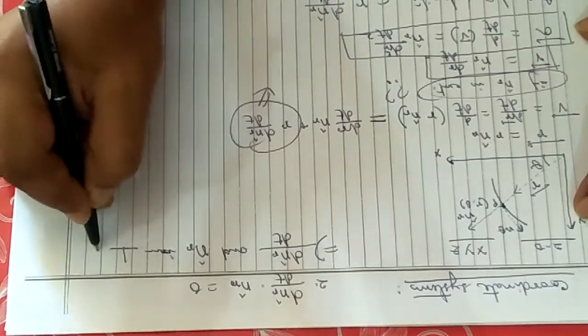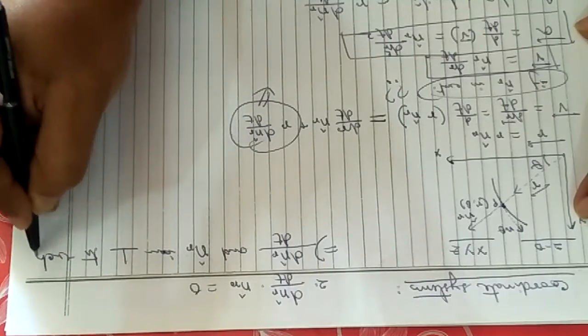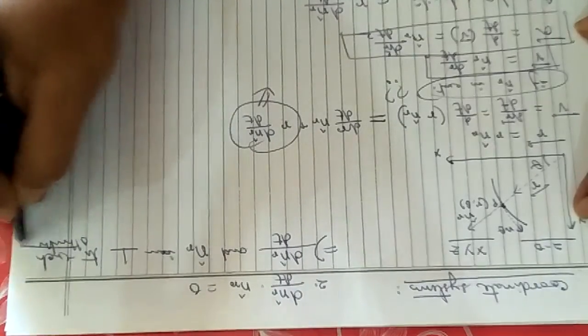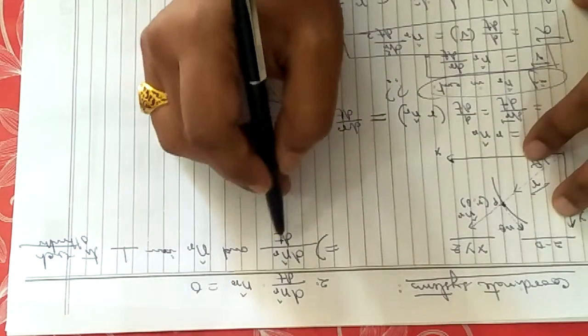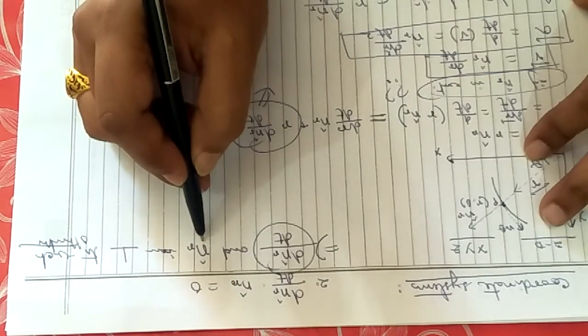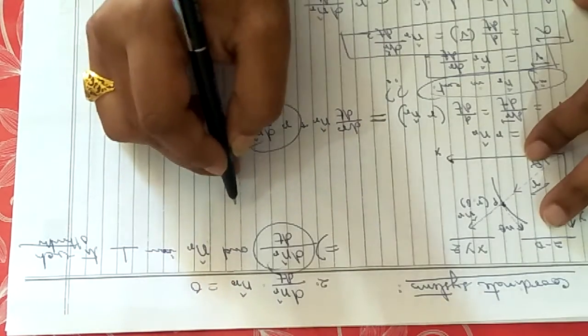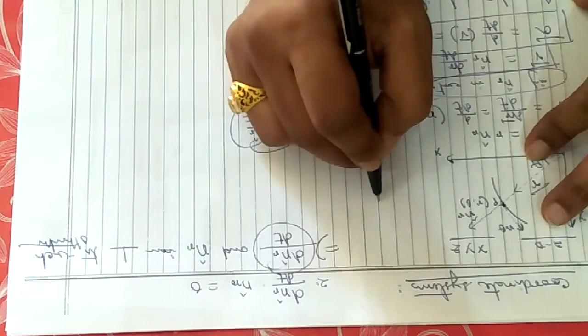Are perpendicular to each other. If this is perpendicular to each other, then d nr cap dt will be the transverse component of nr cap. So with some diagram I can show you.